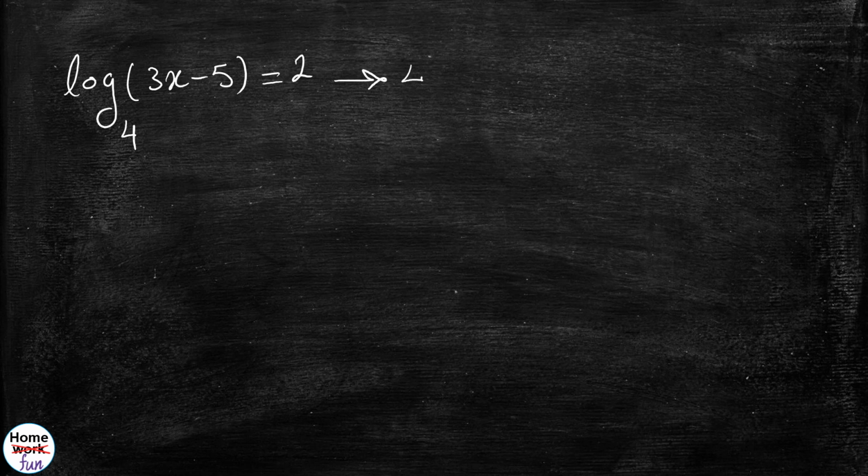Now let's see another example. Find x. So you use again the definition of logarithm. You say the base of the log, which is 4, to the power of the answer of the log, which is 2, must equal what's in front of the log. So that's 3x minus 5. There it is. Now it's a first degree equation, linear equation. So 4 to the power of 2, that's 16, equals 3x minus 5.